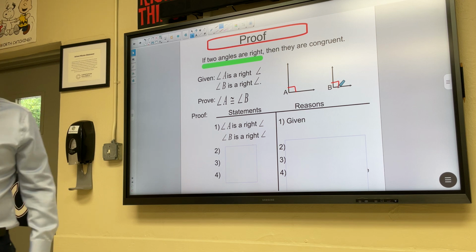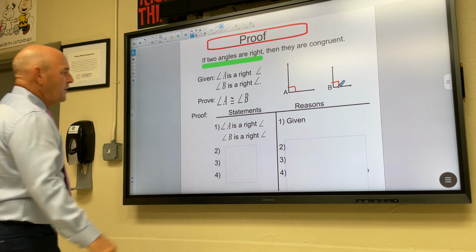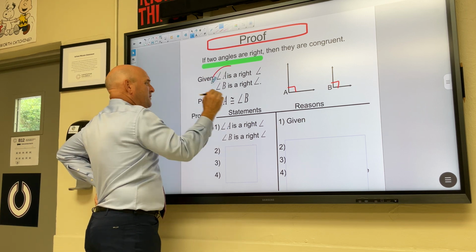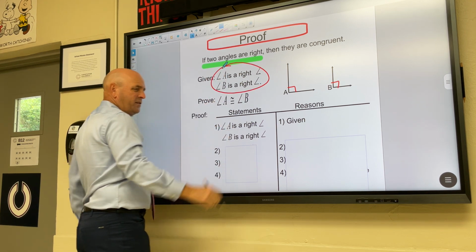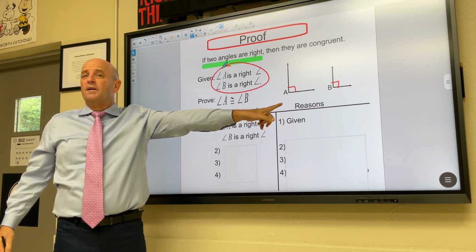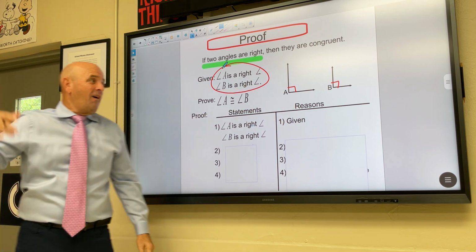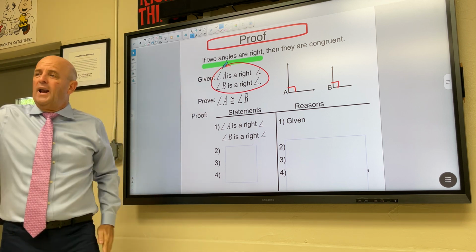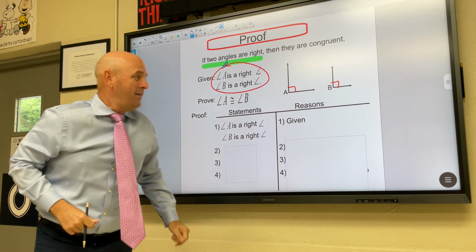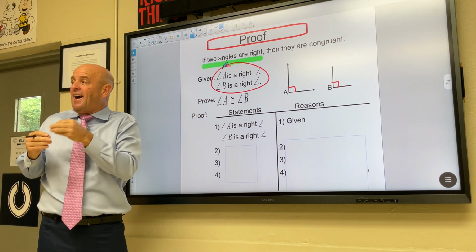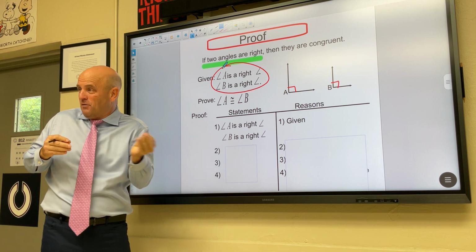So what goes in the first statement always? Given. Whatever is here is going to go into the first statement. But what's my reason always? Given. That's how I'm going to start. Now, how am I going to get from here? How can I prove that right angles are congruent? Let's kind of work backwards. Let's plan. If A and B are congruent, the only way to prove congruency is to prove that they have the same angle measure.